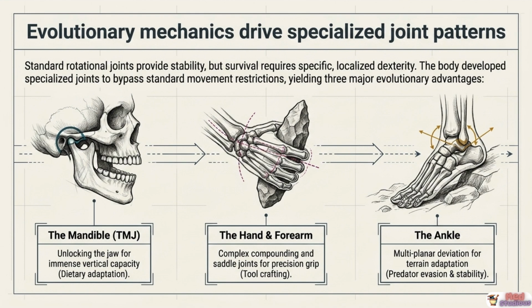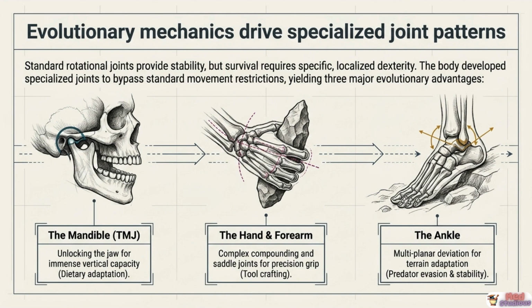Here is where human anatomy becomes truly fascinating. Standard rotational joints are excellent for stability, but the demands of survival, eating, crafting tools, navigating terrain, required something more. So evolution developed 3 specialized joint systems that bypass the restrictions of standard movement. First, the temporomandibular joint, or TMJ, which gave the jaw the ability to open far wider than a purely rotational joint would allow, critical for dietary adaptation.